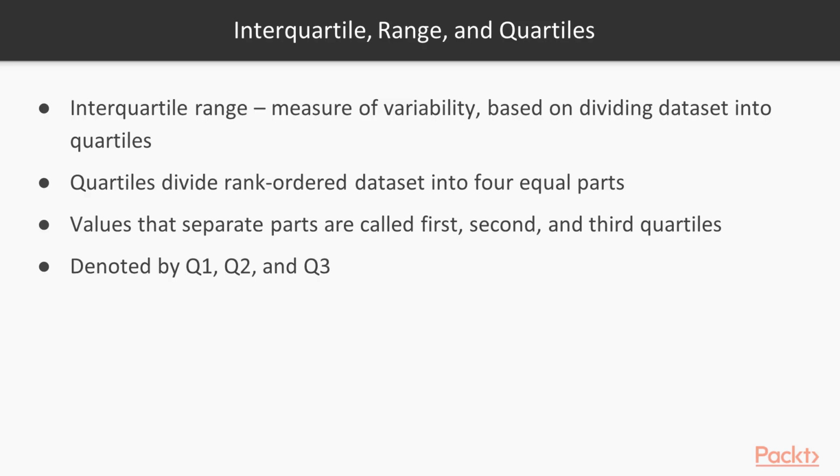Now, we will see the interquartile range and quartiles. The interquartile range is a measure of variability based on dividing a dataset into quartiles. The quartiles divide a rank-ordered dataset into 4 equal parts. The values that separate the parts are called the first, second, and third quartiles. These three are commonly denoted by Q1, Q2, and Q3 respectively.